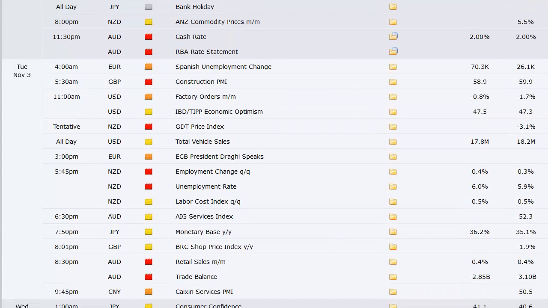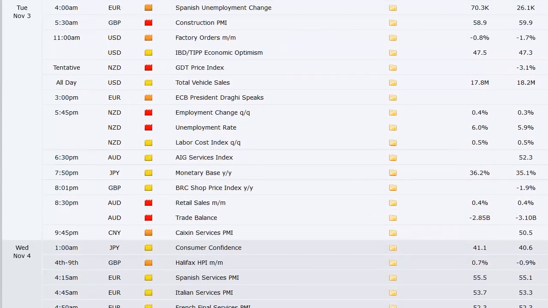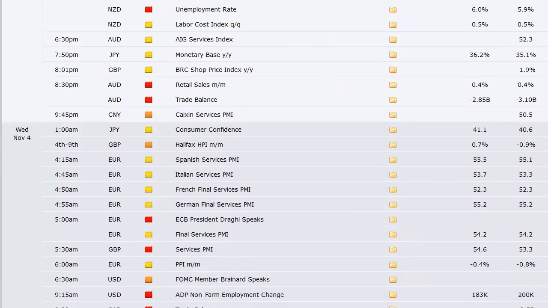Factory orders out of the U.S. We've got GDT price index out of New Zealand. Total vehicle sales out of the U.S. Unemployment rate out of New Zealand. This is Tuesday evening here in the U.S. Monetary base out of Japan. We've got retail sales and trade balance out of Australia.